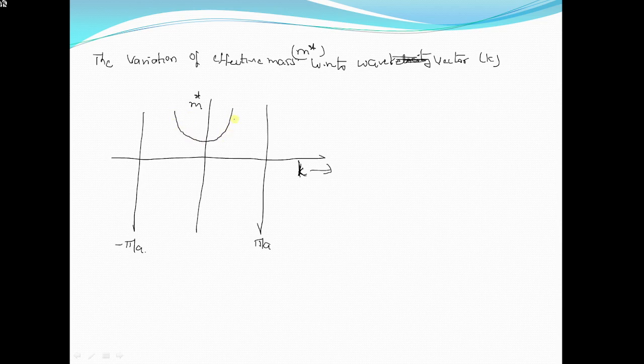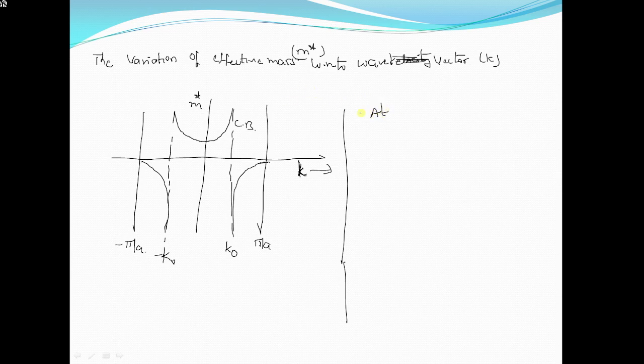So this is the conduction band. Now the variation is like this. This is represented as minus k naught, and this is represented as k naught. Okay, now we'll study the graph. At k is equal to 0, effective mass is equal to mass of electron. Both are the same.